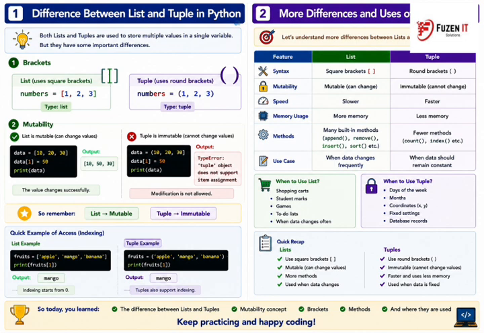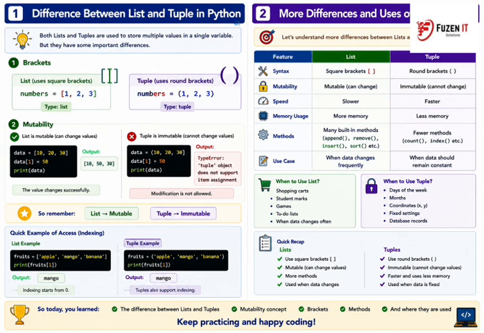First difference is brackets. Lists use square brackets. Example, you can see in the first slide, numbers equals square bracket 1 2 3 square bracket. Tuples use round brackets. Example, numbers equals round bracket 1 2 3 round bracket.